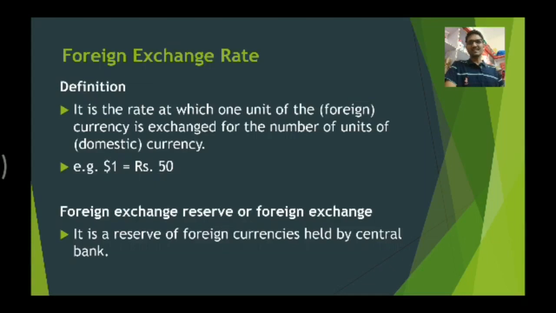So children, first let's start with the definition of foreign exchange rate. A bookish standard definition is, it is the rate at which 1 unit of a foreign currency is exchanged for the number of units of the domestic currency. So example, $1 is equal to 50 rupees. Now what does this actually mean? Just as we go to the market to purchase goods, we pay some price for it in terms of our currency, rupee. Now similarly, if you want to purchase 1 unit of a dollar, then you will have to give up your currency. So in this case, you have to give 50 rupees for getting $1.